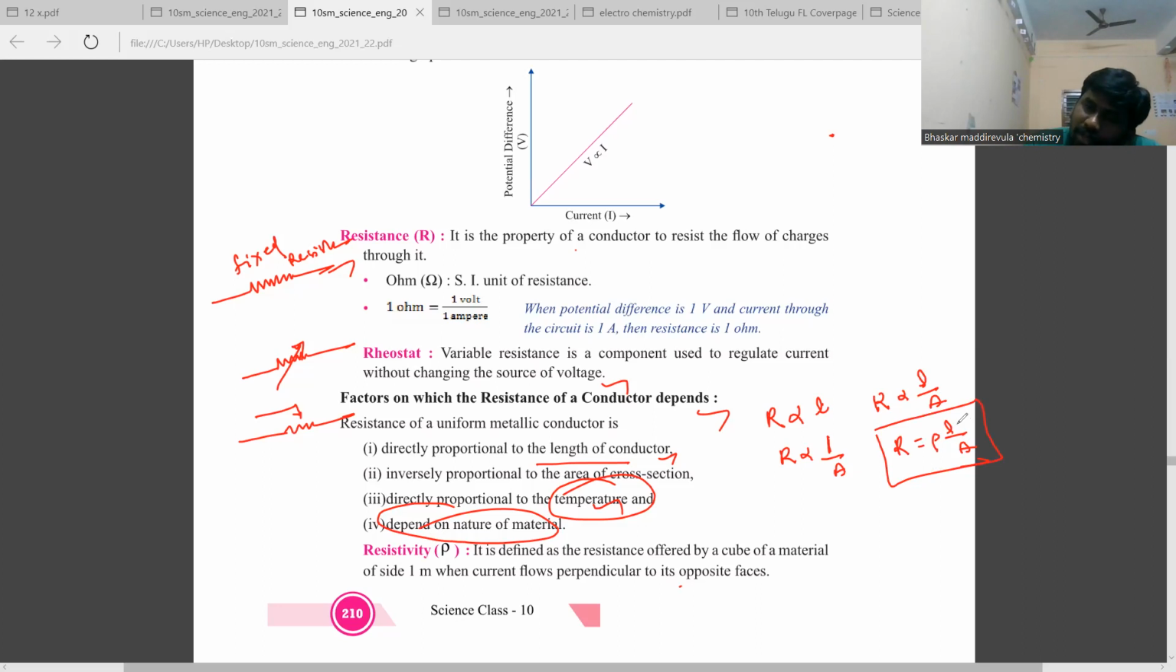If you know the length of the conductor, the area of cross section of the conductor, and the resistivity, you can find the resistance. Here rho is the resistivity. Every metal has its own resistivity. It's a constant, a proportionality constant. It's also called specific resistance.